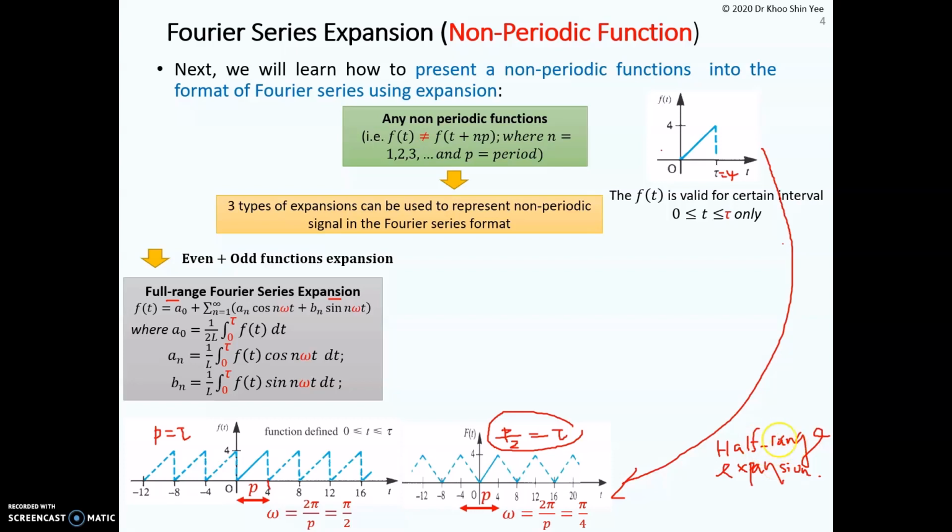function. By performing the half range expansion, you have your p over 2 here to be equal to the tau. Then one period will be from negative 4 to 4. Then it expands and repeats this function over time. The question is, what is the function from negative 4 to 0 here?